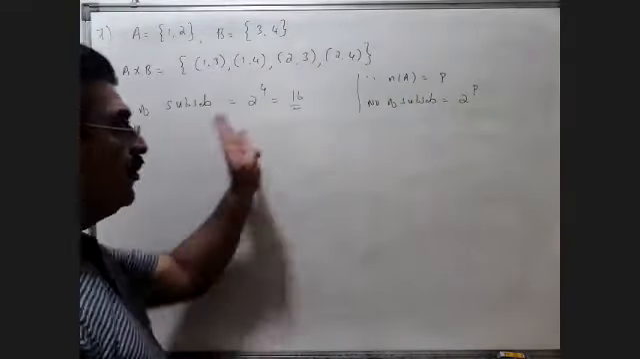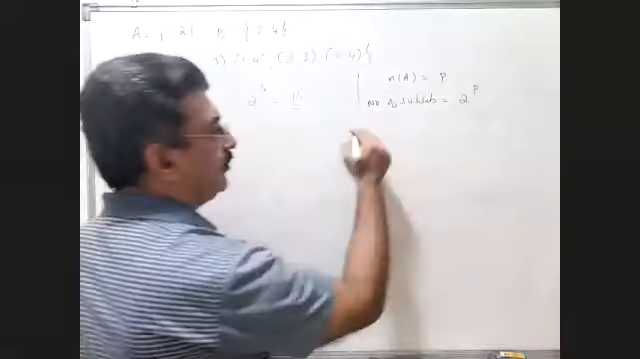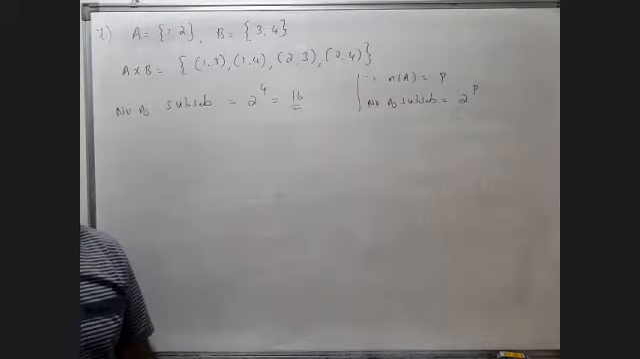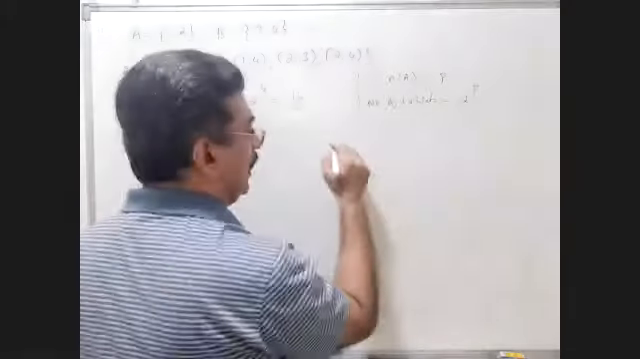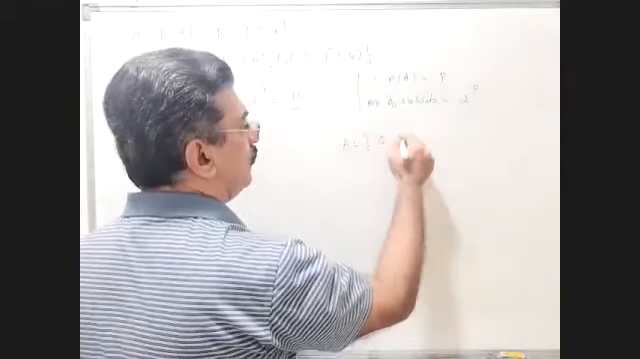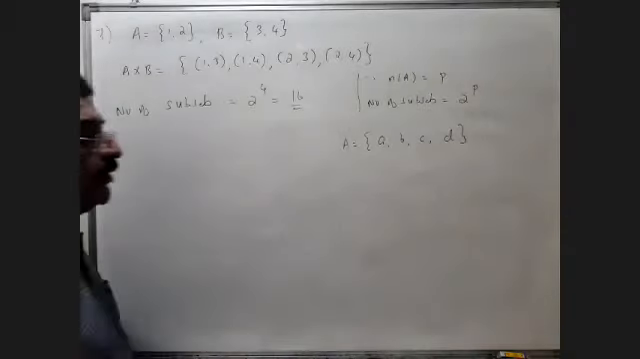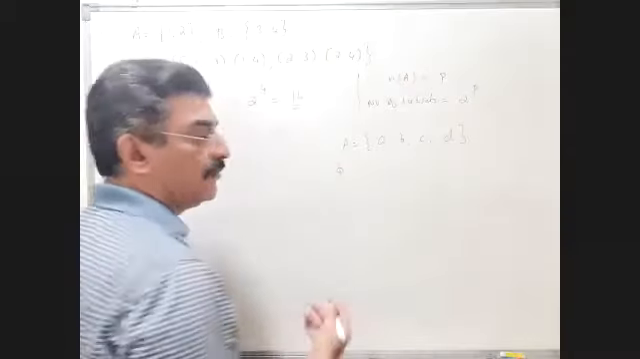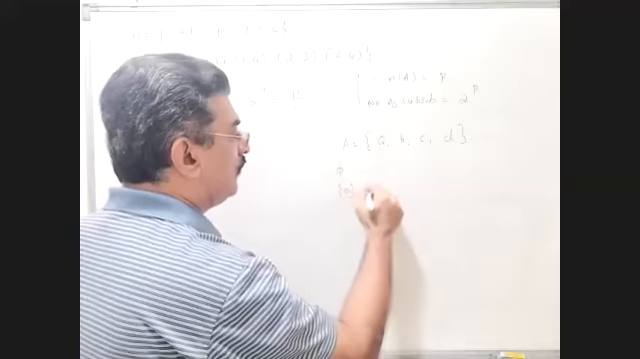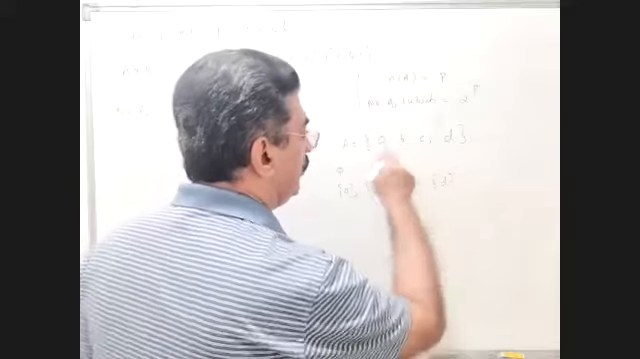Now, how to write the 16? I'll give you a hint. You have to list out those 16 subsets. If in a set we have A, B, C, D as the 4 elements, to write subsets, we start with the empty set. Then singleton sets. Singleton sets means set A, set B, set C, set D with 1 element.